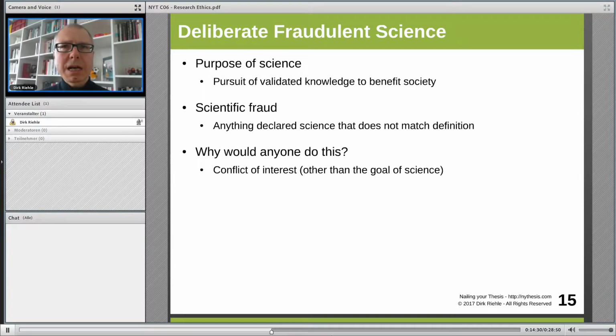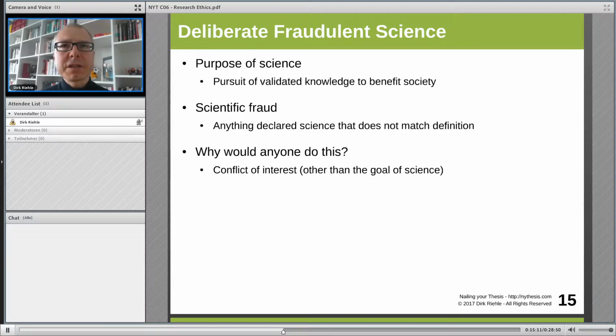So first of all, to recognize what is scientific fraud? Well, it's anything that goes against the purpose of science but declares itself science. The purpose of science, somewhat abbreviating here, is the pursuit of validated knowledge, to gain insight into the world in such a way that we feel it's validated, it's correct knowledge, again, for prediction, reliable outcome, etc. and also this is to benefit society. So scientific fraud is anything that claims it's science but does not match this definition.